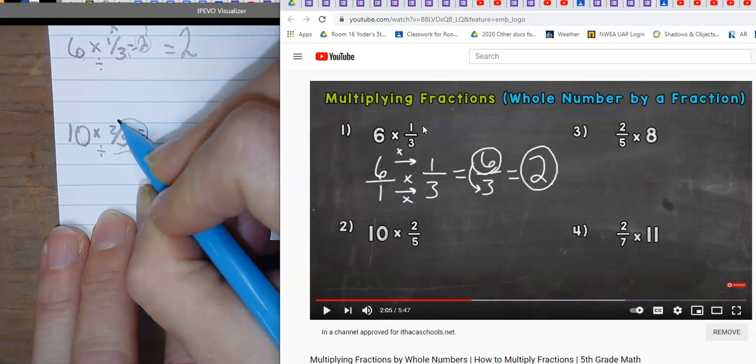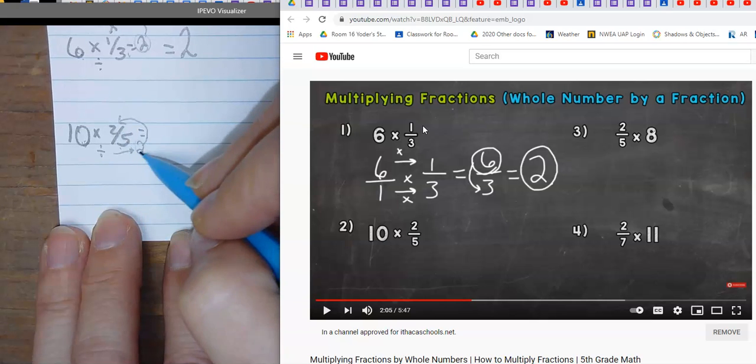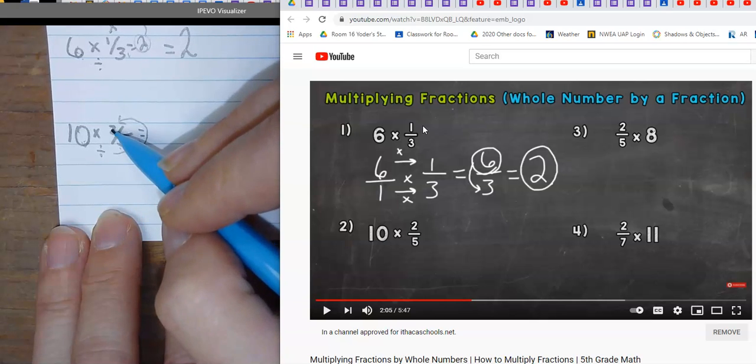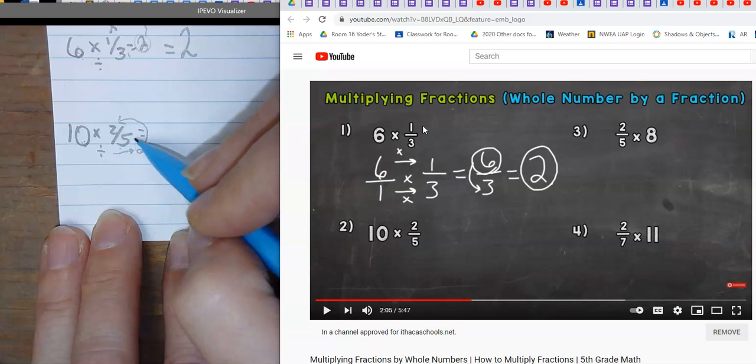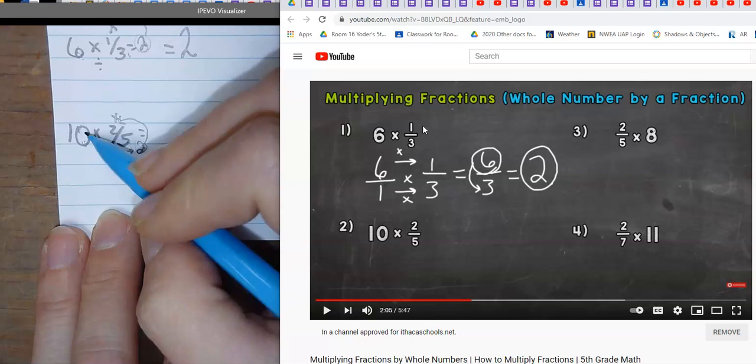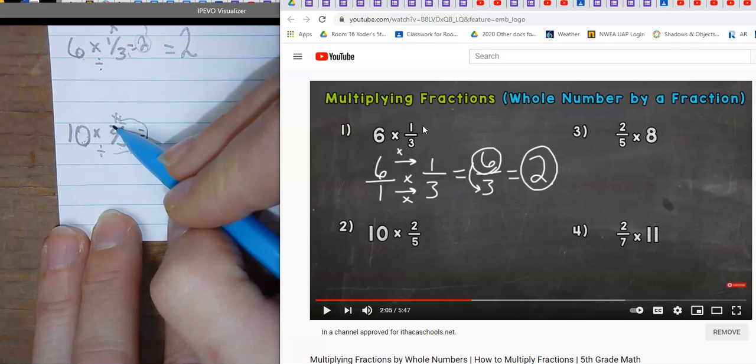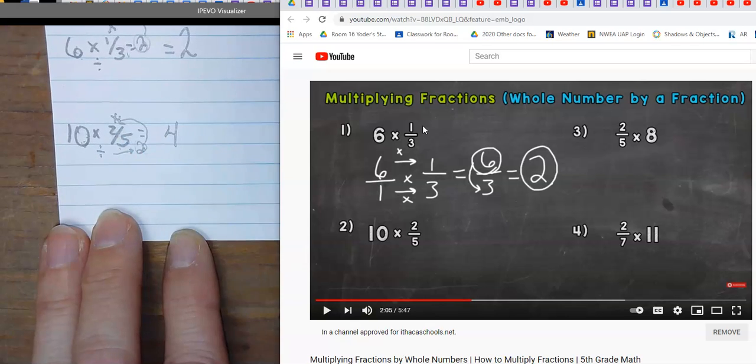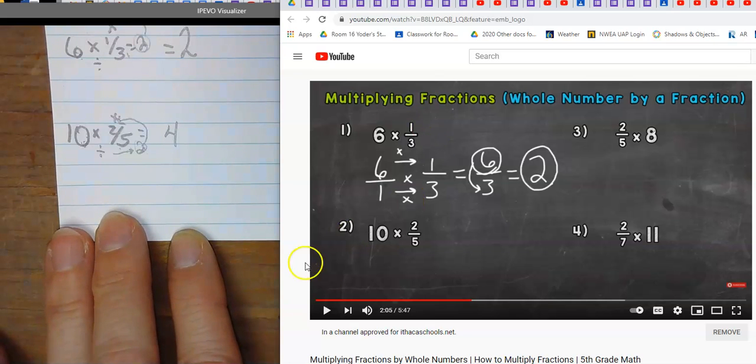But this time I'm not just taking 2 from the one section, I'm taking 2 from the first section and 2 from the second section. So I'm taking those 2 pieces 2 times, which means my final answer will be 4.